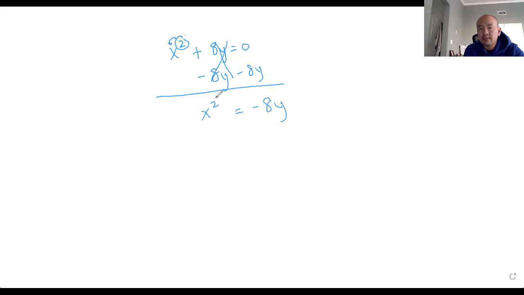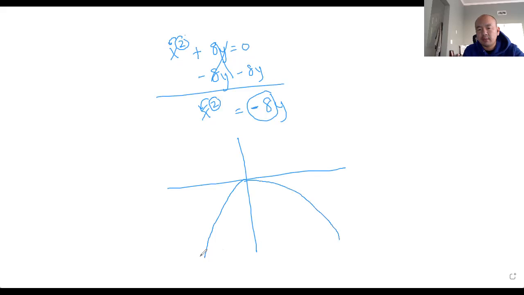Okay, again, notice that the squared term is with the x, and the -8 is with the y. Also notice that the 8 is negative. So pretty much we're going to have the same equation here, except for the parabola. The parabola has its vertex at 0, 0. It's going to be doing the same thing, except that it's pointing down.